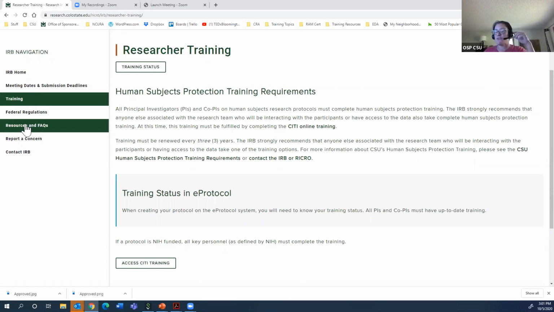Again, folks at CSU, you would go to the RCRO, research.coloradostate.edu/RCRO. And you can just peek around on their site and really get a wealth of information.